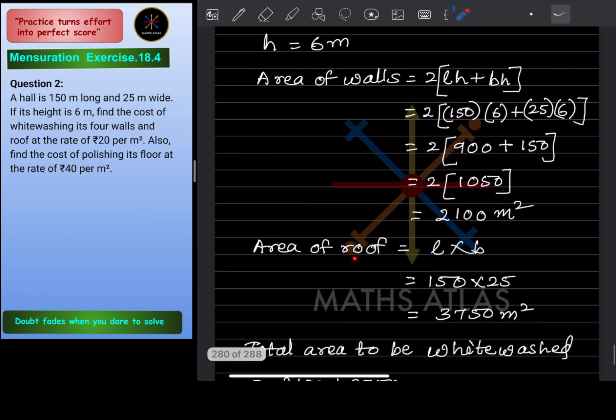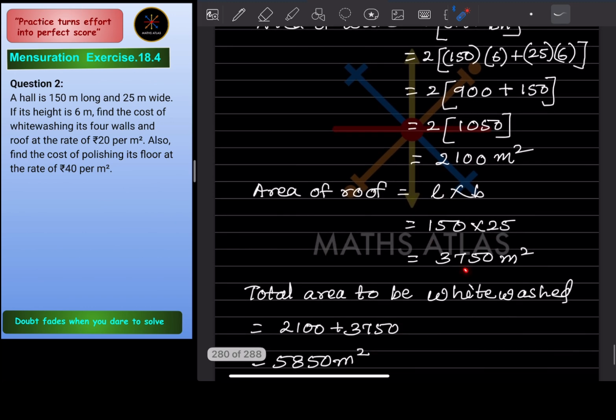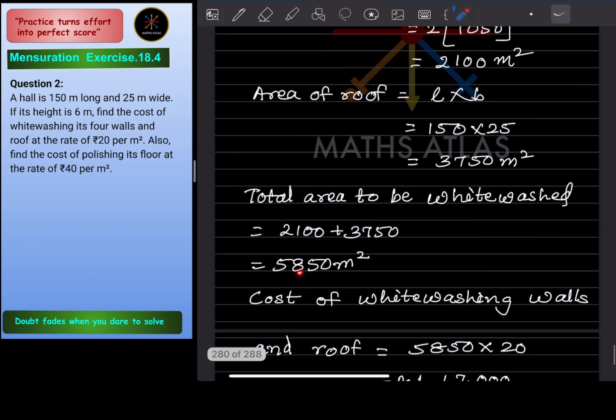The roof will be in the form of a rectangle, so the area of the rectangle is length into breadth. Again, you know the length and the breadth, so we get 3750 meter square. So the total area to be whitewashed is 2100 plus 3750, which is 5850 meter square.